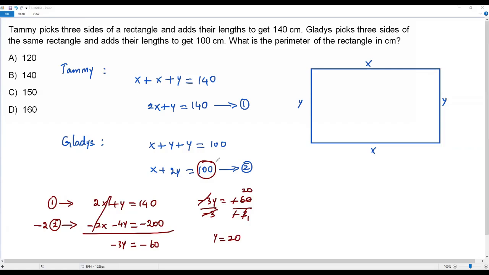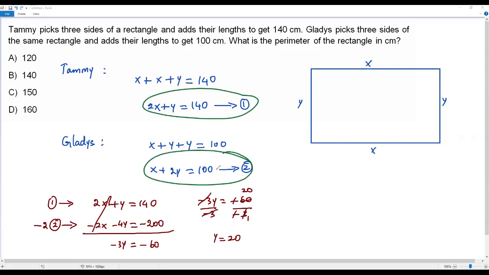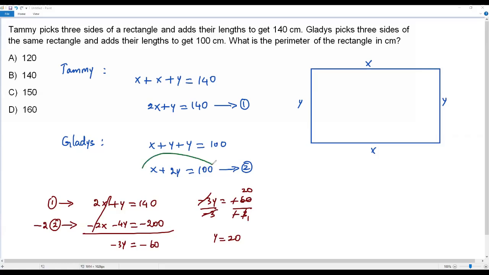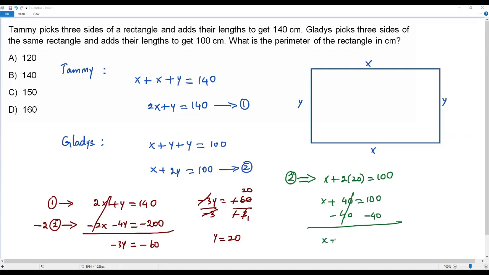Now to solve for x, I have to plug in y = 20 into either the first equation or second equation. Let me plug in y = 20 into the second equation. Then I'm getting x + 2 times 20 = 100. Then x + 2 times 20, which is 40, equals 100. Now let me subtract 40 from both sides. When I subtract 40 from both sides, this 40 will cancel. I'm getting x = 60. Now I got the length 60 centimeter and the width 20 centimeter.